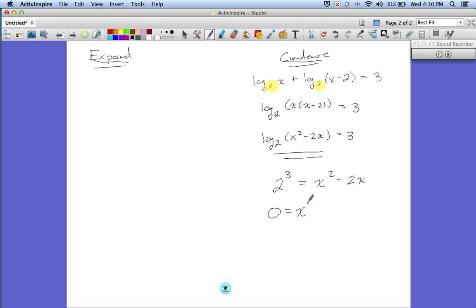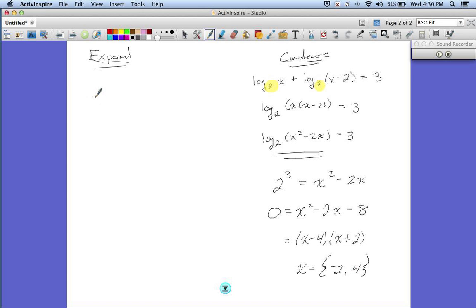0 equals x squared minus 2x minus 8. 0 equals x minus 4, x plus 2. So x equals negative 2 and positive 4. And we've used exponents to solve a logarithm. Imagine that.